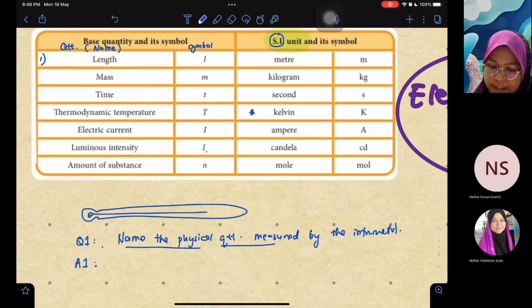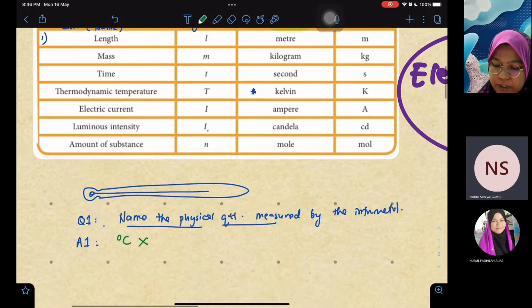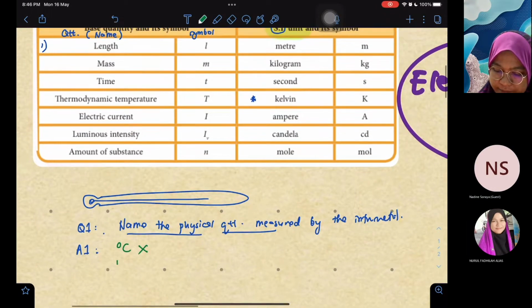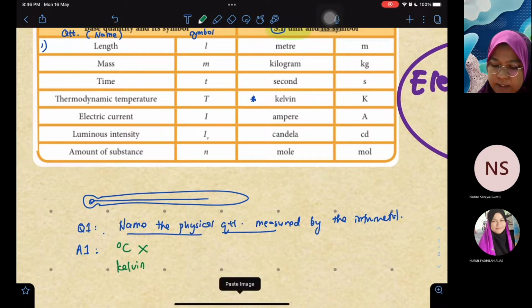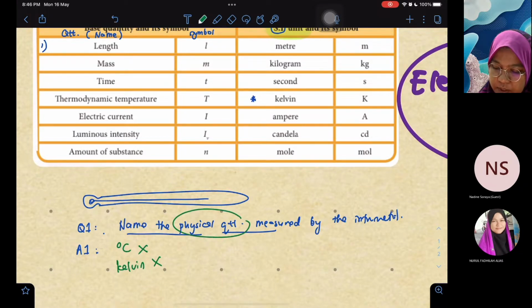Tadi soalan dia tanya, name the physical quantity measured by an instrument. Jadi kalau ada student dia jawab, jawapan dia ialah degree Celsius. Is that correct? Salah. Kalau ada student yang kedua, dia jawab Kelvin. Is this the answer? Salah juga. Sebab soalan bukan nak dia punya unit. Soalan nak physical quantity. Jadi the answer would be temperature. Barulah betul.